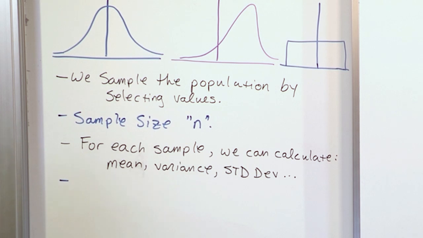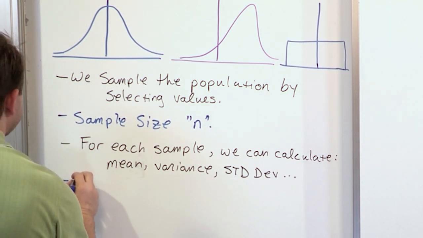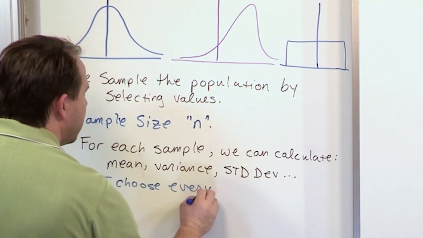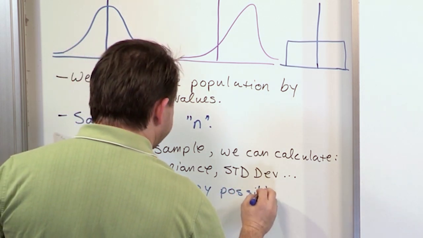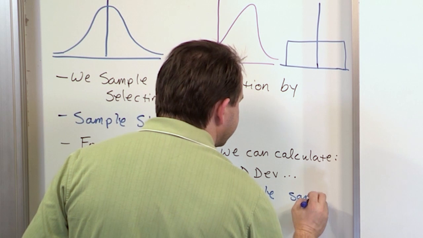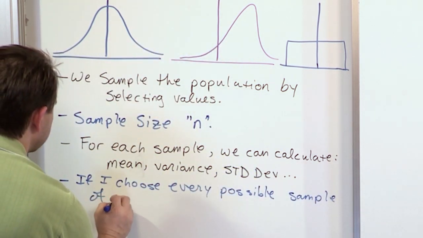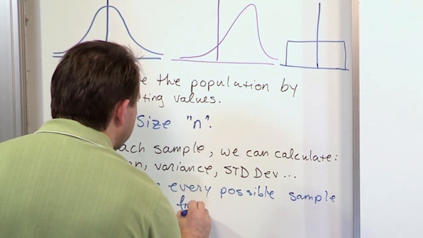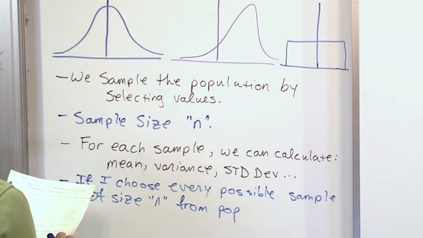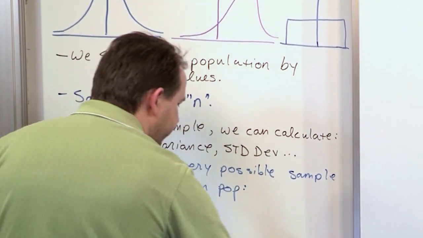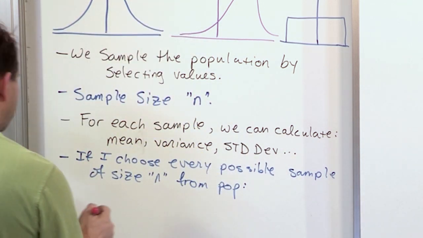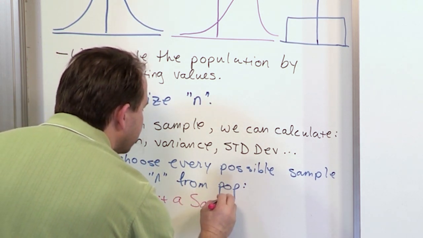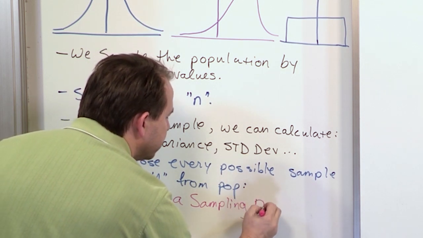This is important because it's directly related to what we're talking about here. If I choose every possible sample of size n from my population, and I'm going to write population as "population", then I'm going to write something in red, or in pink here. Then what I get is a sampling distribution.